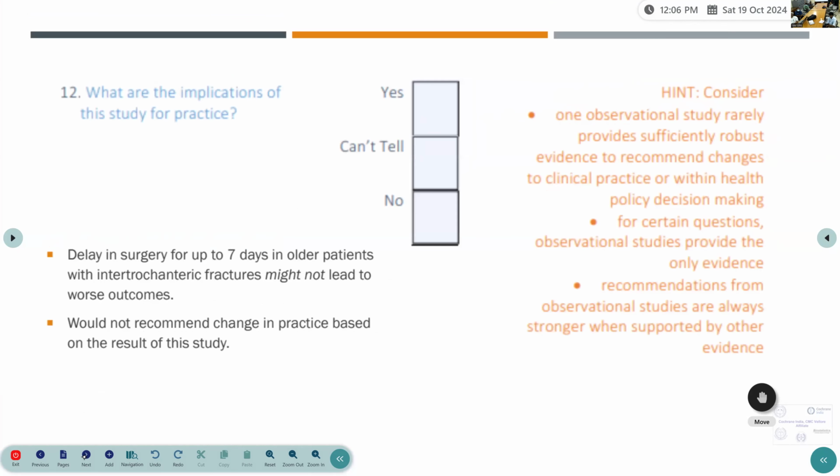So what are the implications of this study in our practice? So given all the constraints and limitations of the study that we looked at, a delay in surgery for up to 7 days may not lead to worse outcomes. However, due to the limitations in the methodology of this study and the presentation of the data, I would not recommend change in practice based on this study.